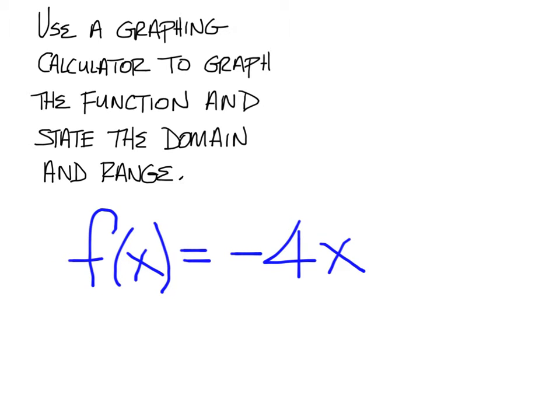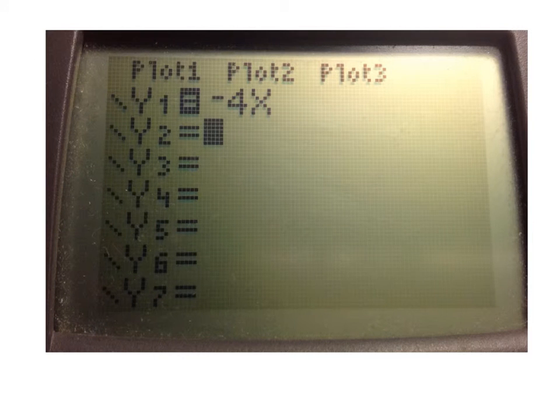Use a graphing calculator to graph the function and state the domain and the range. So to graph this function on your graphing calculator, you would have to go to y equals and clear anything out that might be in there. So that's what y equals looks like up there, and I put in a negative 4x. Once you type in the negative 4x, you're going to have to go to your window to make certain that what you graph is going to show up properly. If you hit zoom 9, it may not give you everything you need to see.